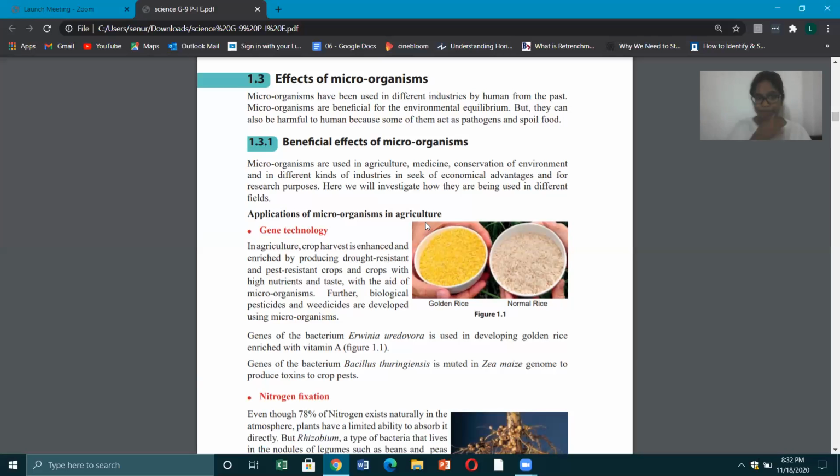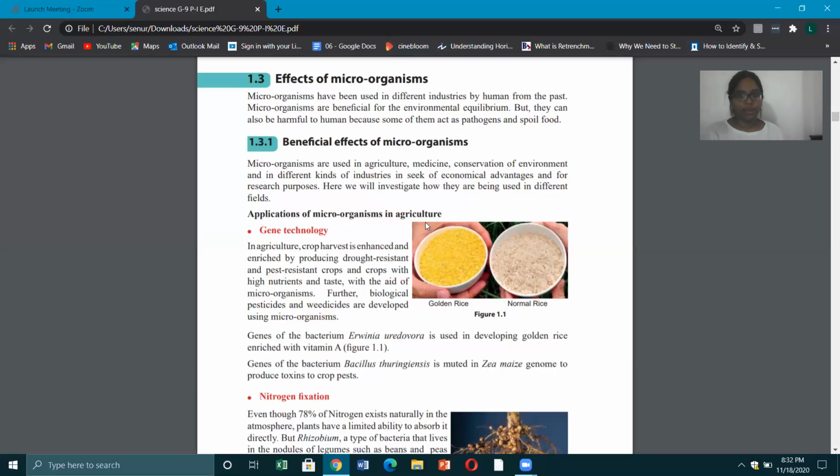Beneficial effects of microorganisms. So now we are going to move on to the good effects. Then let's talk about the bad effects. It's always good to talk about the good things first. So let's talk about the beneficial effects of microorganisms.